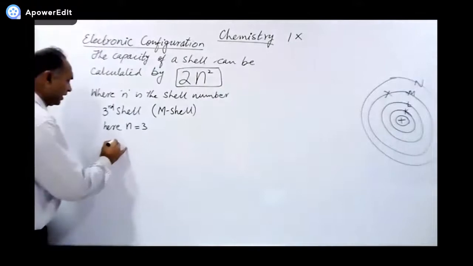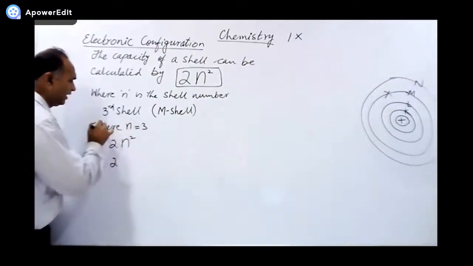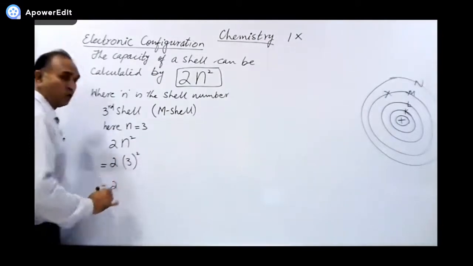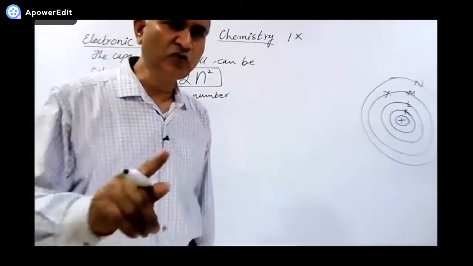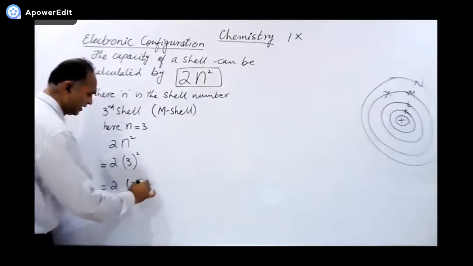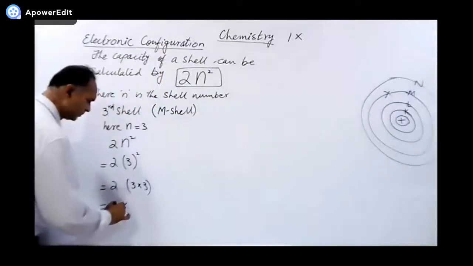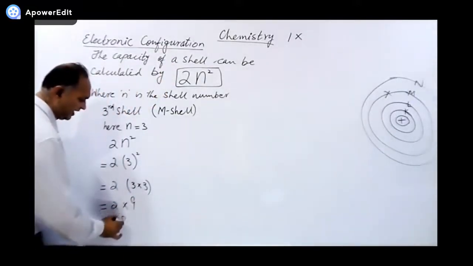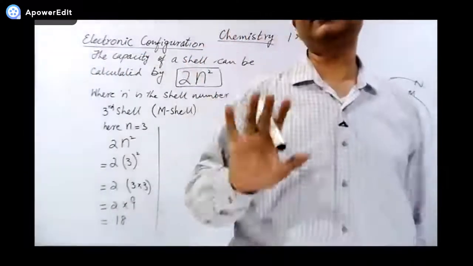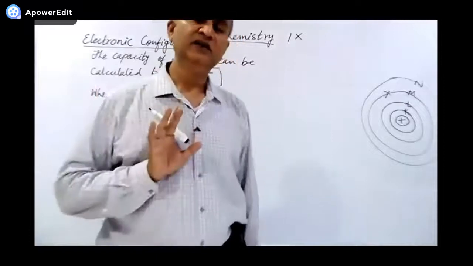So we will write the formula 2n square. What is the value of n over here? 3. What is the square of 3? 3 square means 3 into 3. Let me write it, okay? I'm showing some extra steps, you can skip them. So what is the answer? 18. It means third shell can hold maximum 18 electrons, not more than that.